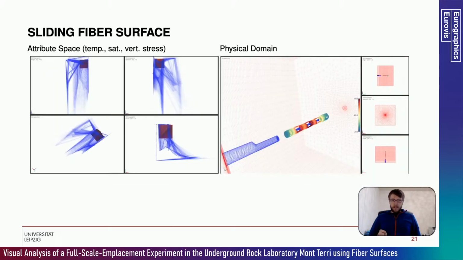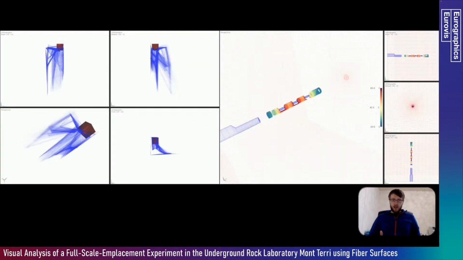This possibility is the sliding fiber surface. In this method, the interactor is placed in a region of interest and controlled by a sliding algorithm. In this example, the attribute space, consisting of temperature, saturation, and vertical stress, is investigated. A video is shown in which the interactor penetrates the corresponding attribute space and displays the fiber surface. This example shows the interesting area around the heater. With this, the effect of the temperature on this area can be examined very well.